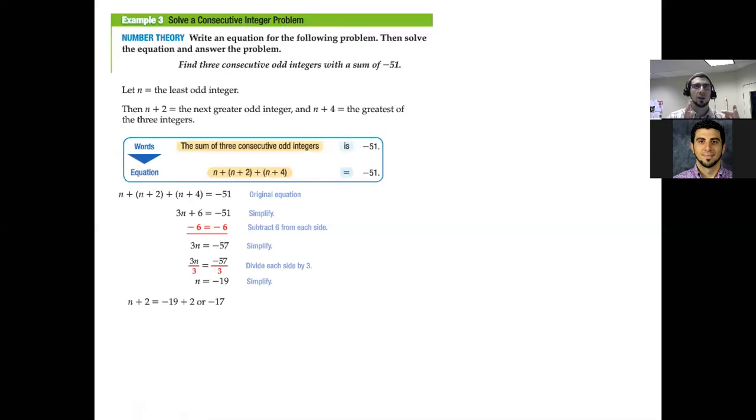So if you have a negative number and you go up by 2, you have to add 2 to it and you get negative 17, not negative 21. Then 2 up more from that would be negative 15. So the numbers are negative 19, negative 17, negative 15, excuse me, I did it again.